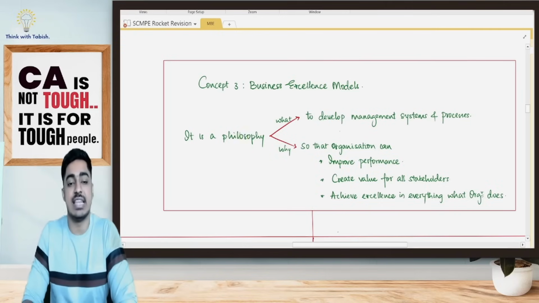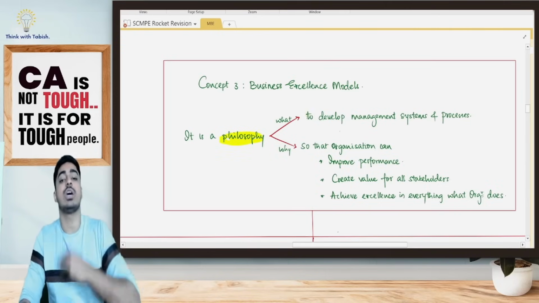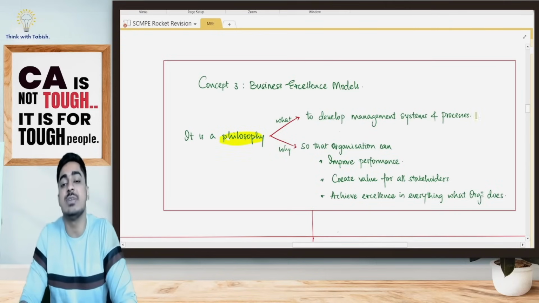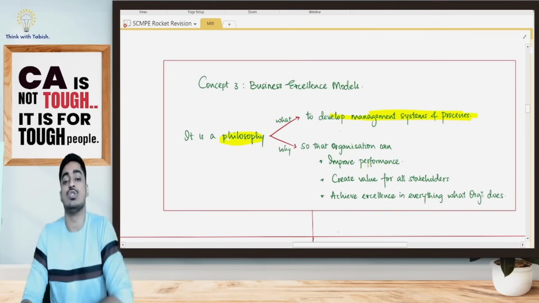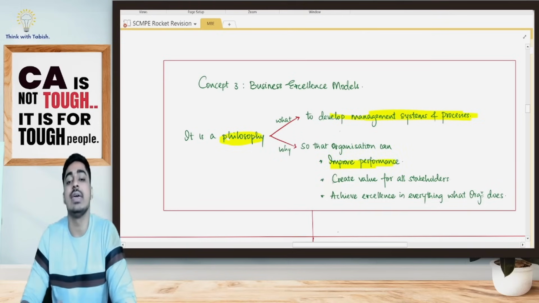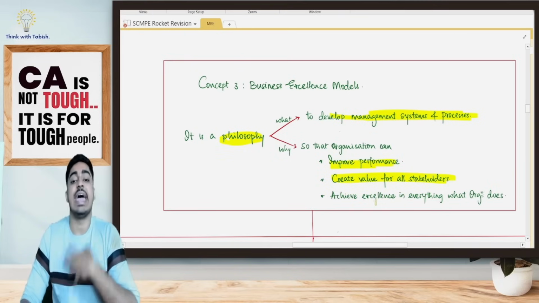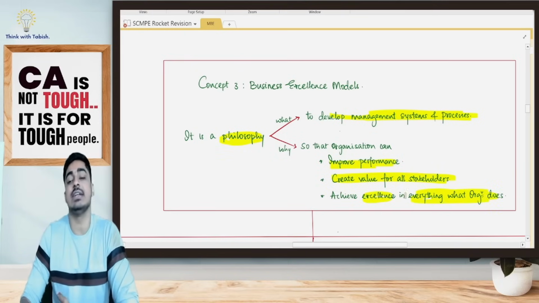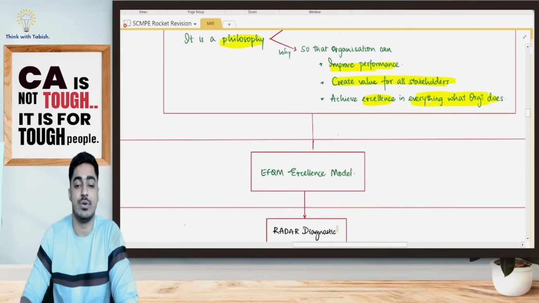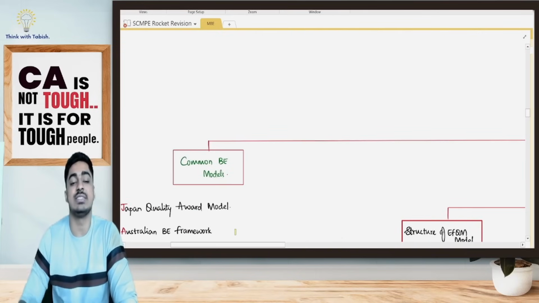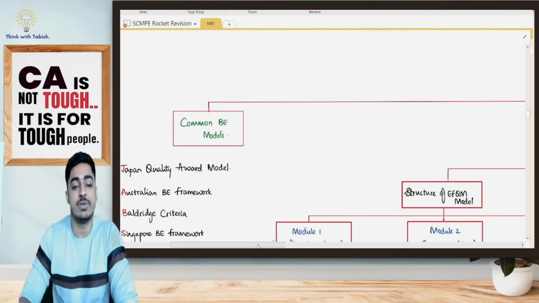Now, what is business excellence? Yes, it is a philosophy. We have to develop a management system and processes. Why? So that we can improve our performance, create value to all stakeholders and achieve excellence in everything that the organization is doing. Now, a few different business excellence models which are used worldwide.